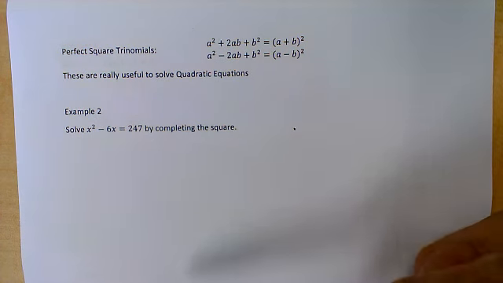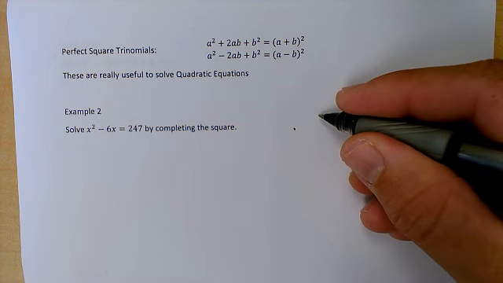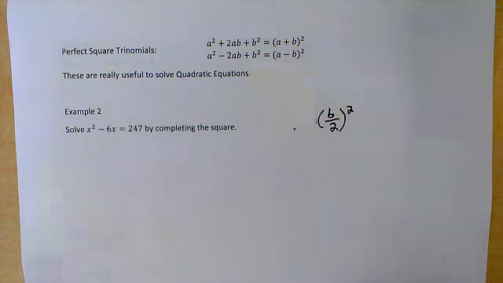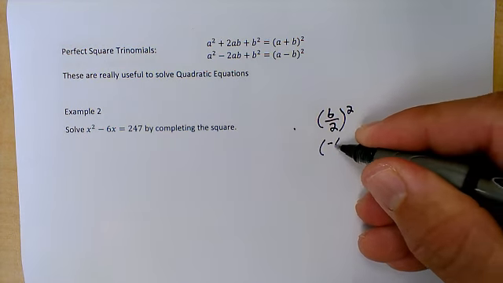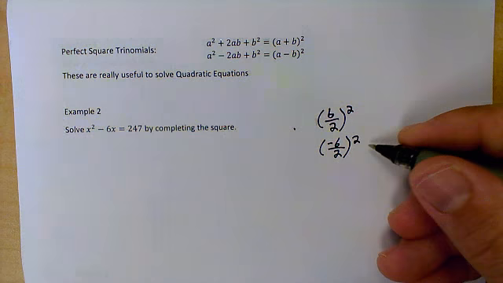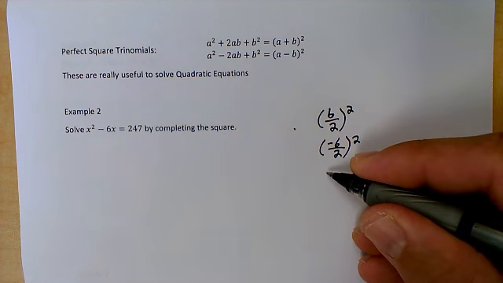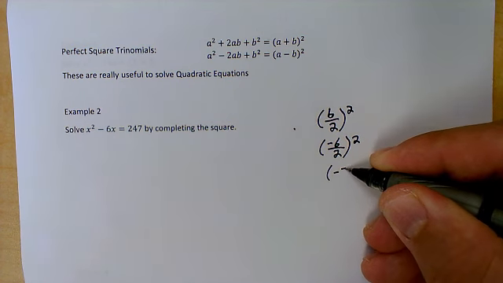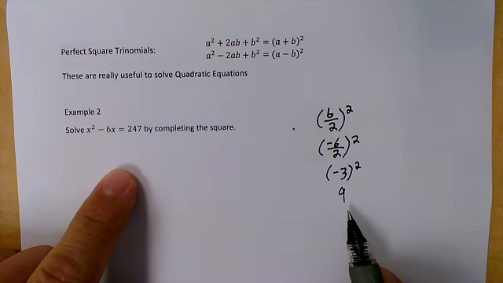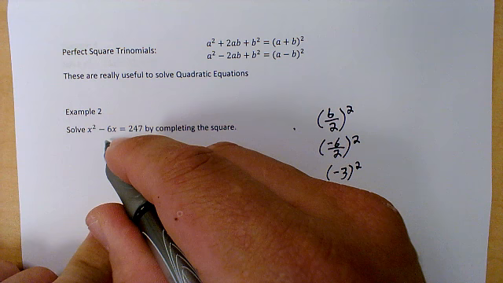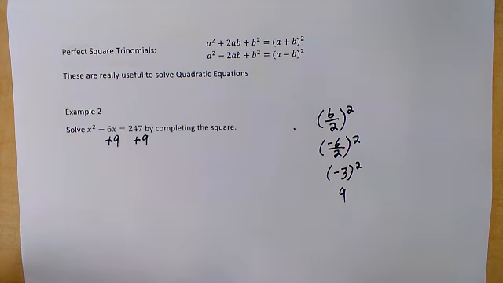Now what I'm going to do is add a value to both sides, and that value is going to come from the formula b divided by 2, squared. B is negative 6 on this problem. So I'm going to do negative 6 divided by 2, then I will square it to know what to add to both sides. Negative 6 divided by 2 is negative 3. Negative 3 squared is positive 9. You will always be adding a value to both sides. You will never be subtracting a value from both sides. So I'm going to add 9, add 9.